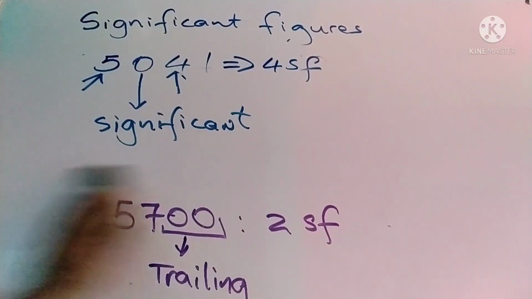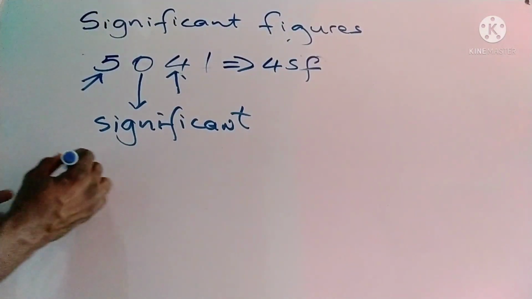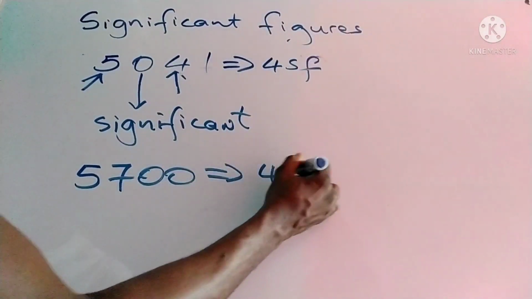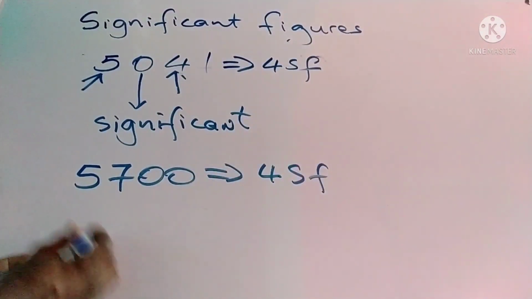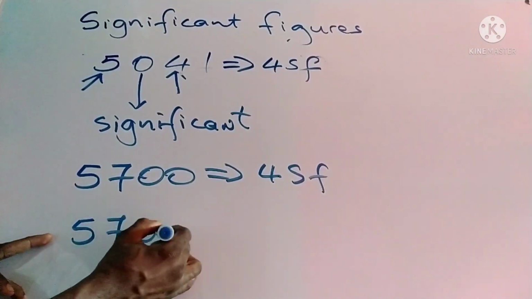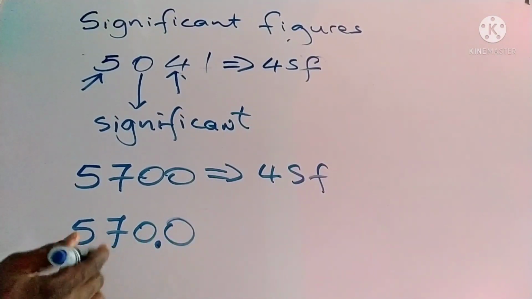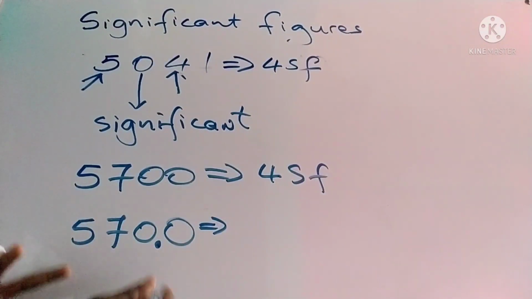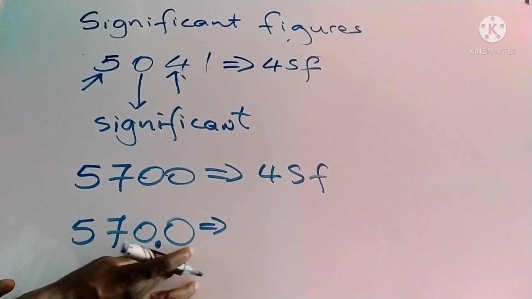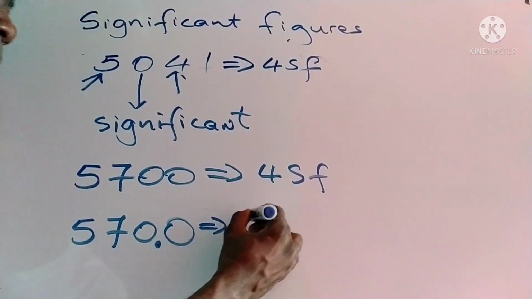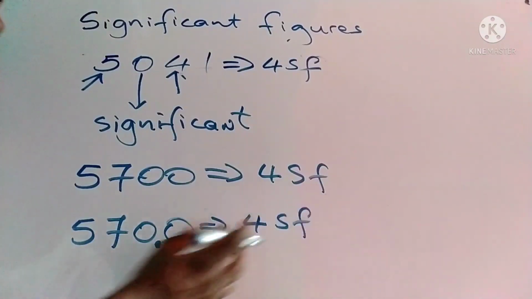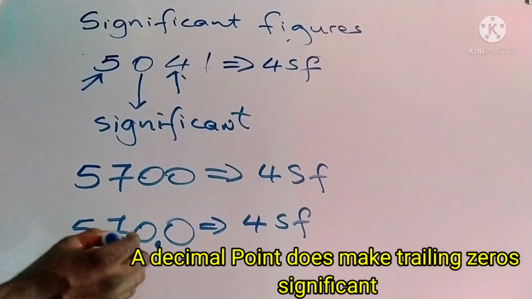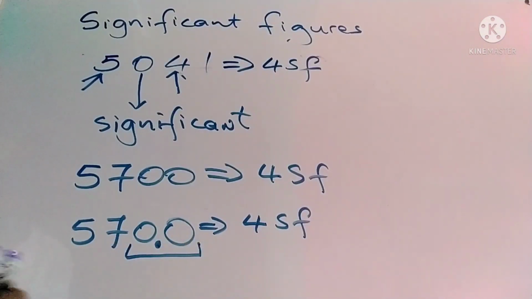All right, let's look back on this case. When we had the 5700, we agreed that this is 2 significant figures. But if I should put a decimal point here, there is a rule with the decimal point. The decimal point actually will make these zeros that are trailing significant. So now I'm looking at 4 significant figures because this decimal point would have made it 4 significant figures. So these zeros are now significant because of the decimal point.